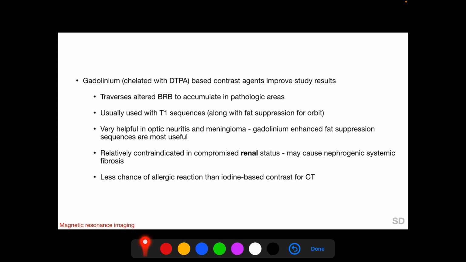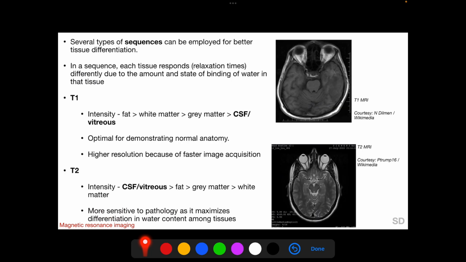Contrast agents of MRI are relatively contraindicated in compromised renal status. In such a situation, they may cause nephrogenic systemic fibrosis, which may actually be fatal, but happens very infrequently. The gadolinium-based contrast agents have less chance of allergic reaction than iodine-based contrast agents for CT scan.